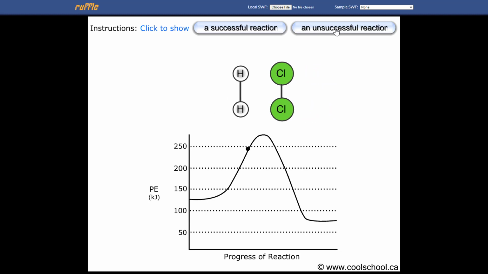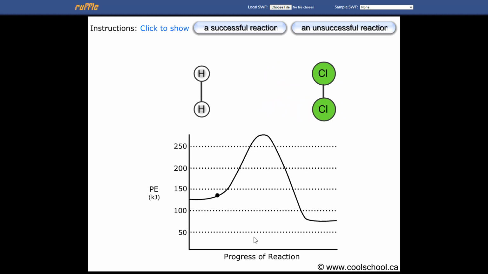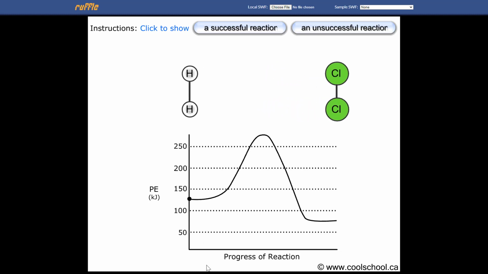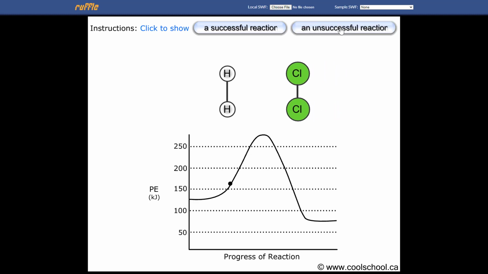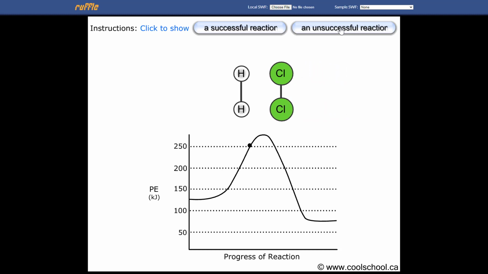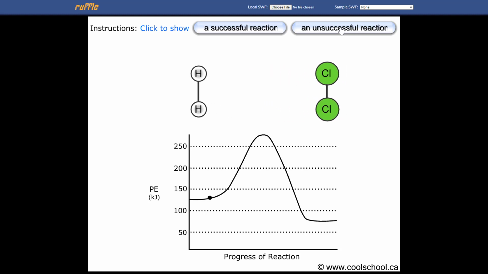The progress of reaction axis could be called time in the case of the successful reaction, but since time cannot be reversed in the case of this unsuccessful reaction, that label would be inappropriate. So the axis is labeled progress of the reaction.